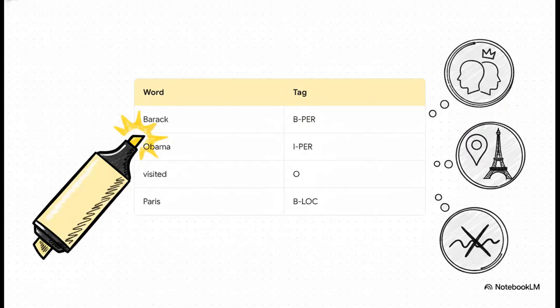So how does this work under the hood? A super common method is the IOB tagging scheme. It's best to think of it like a digital highlighter. B marks the beginning of an entity, I marks a word that's inside an entity, and O means the word is outside of any entity. So for Barack Obama, Barack gets tagged B-PER for the beginning of a person, and Obama gets tagged I-PER because it's inside that same entity. It's a simple system, but it's incredibly effective.